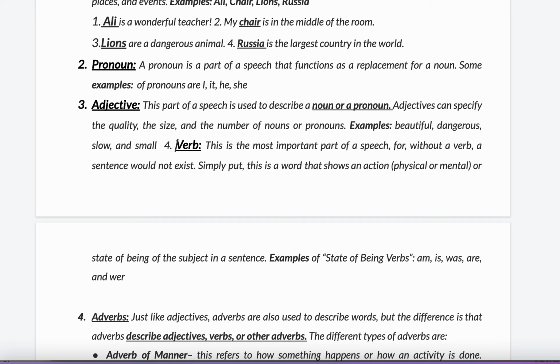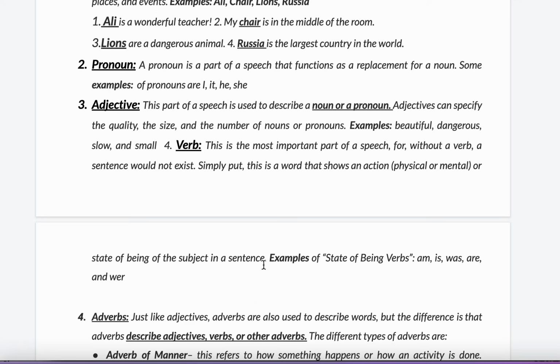Okay, so here you go. Here's the difference. This part of speech is used to describe a noun or pronoun. We already know about nouns and pronouns. What's the meaning of noun and pronoun? And here, the functionality of an adverb is different from that of an adjective.